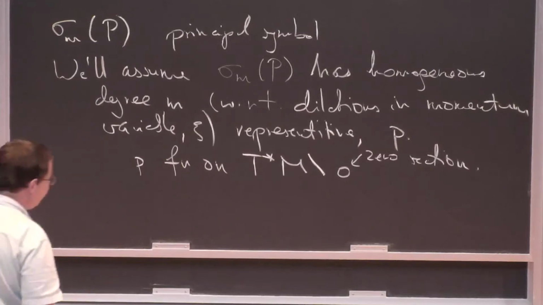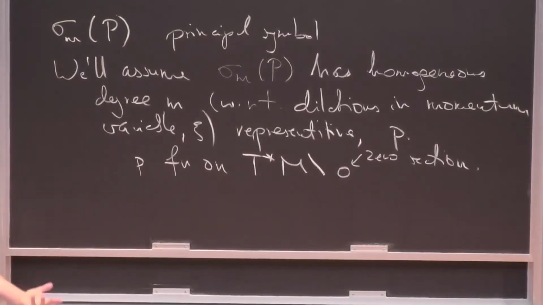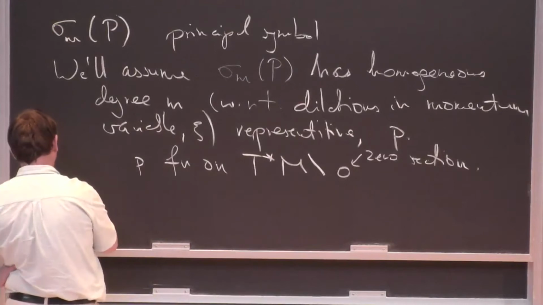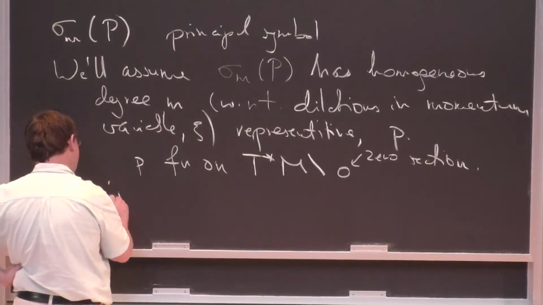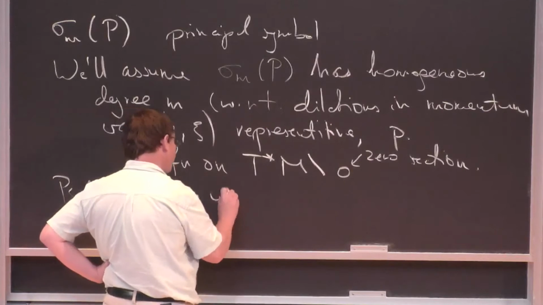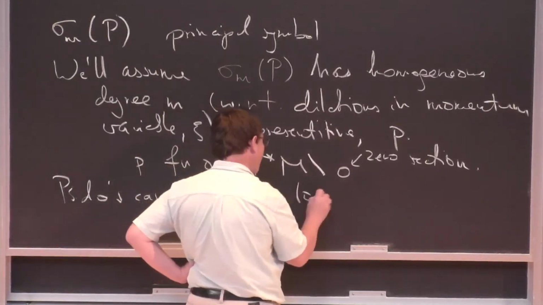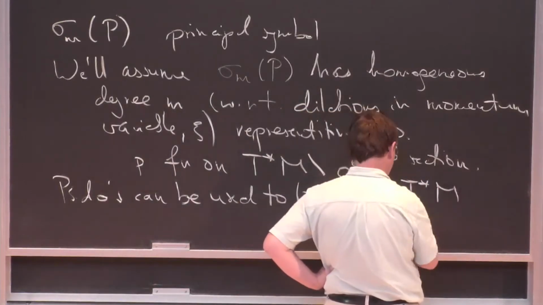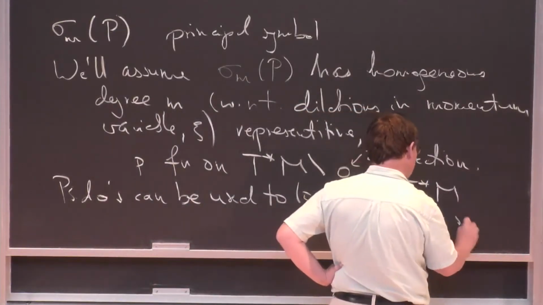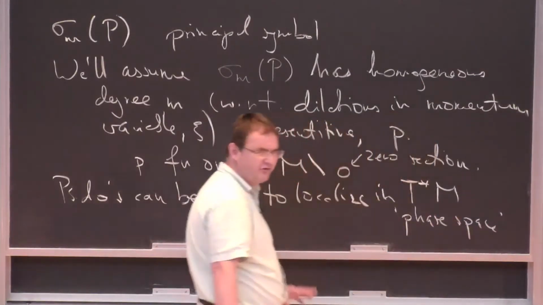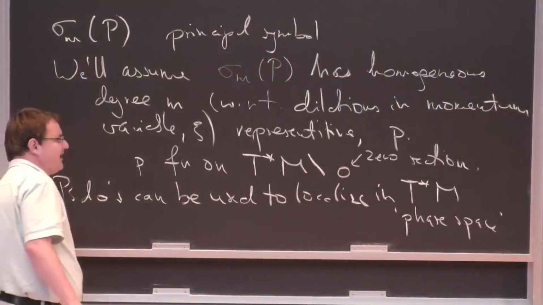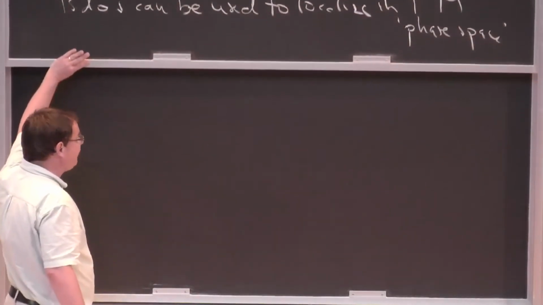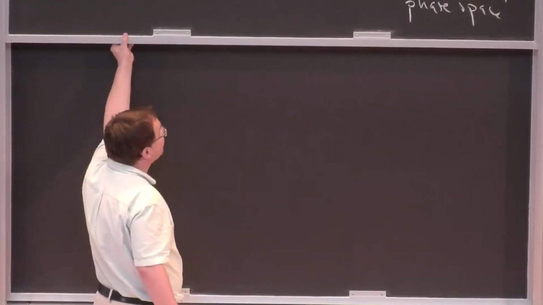One thing that psi-dos do, apart from giving you elliptic almost inverses, so parametrices, is to localize in phase space. So psi-dos can be used to localize in T star M. You think of this as phase space. If you want, you can overthink that M is just Rn, and you're doing local analysis if you don't want the manifold picture. So how do you do this?